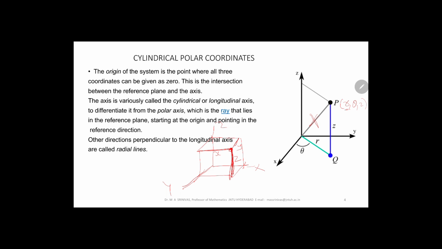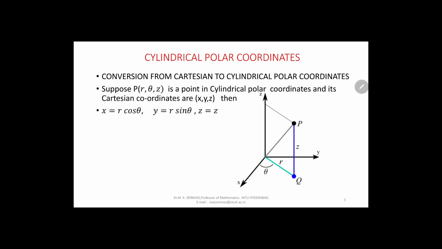Now let us know the relationship between the Cartesian coordinates and the polar coordinates. This is the point P. In Cartesian coordinates it is x, y, z. For the same point in cylindrical polar coordinates, let r, theta, z be the coordinates. Now this is z, this is r, and this is theta. Now from this Q, I will draw a perpendicular on the x-axis as well as the y-axis.